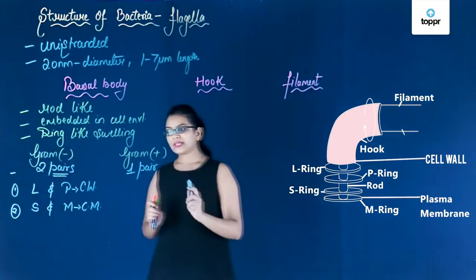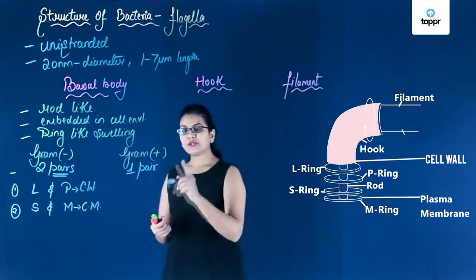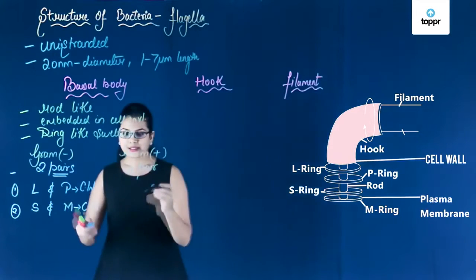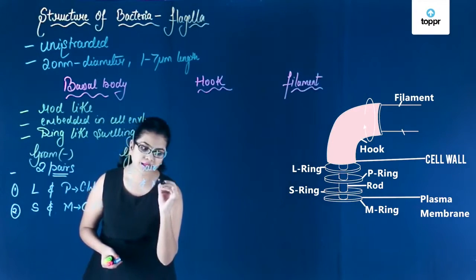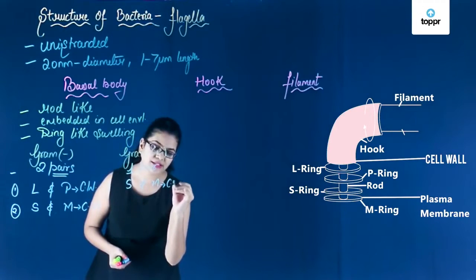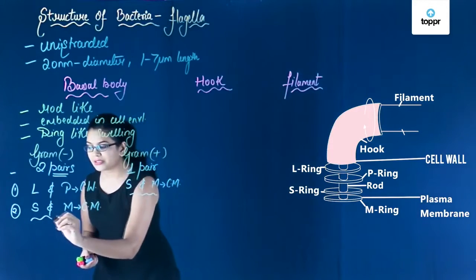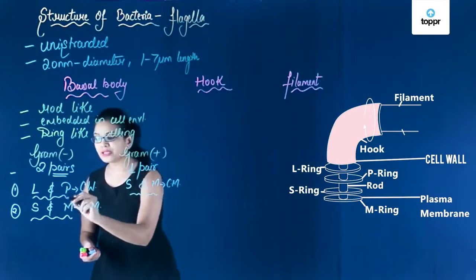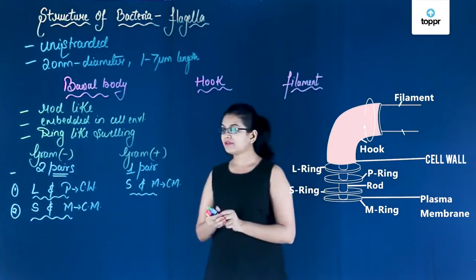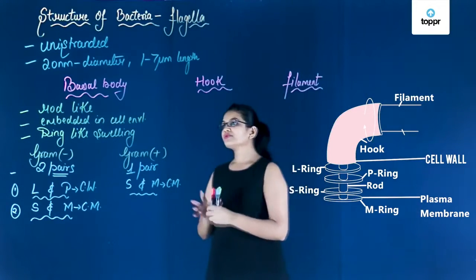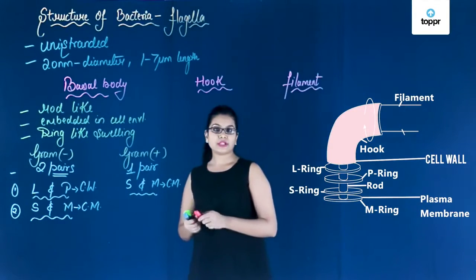The second one, the gram-positive bacteria: you will observe that there is only a single pair present, and this single pair is S and M. It is present in the cell membrane. Do remember, this is very important, that there are 2 pairs, and these help in differentiating between the gram-negative and the gram-positive bacteria. So this was about the first part of the flagella, which we call the basal body.